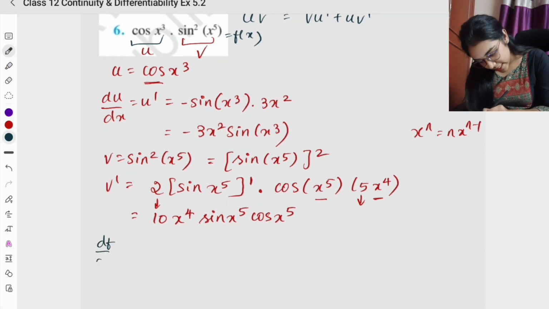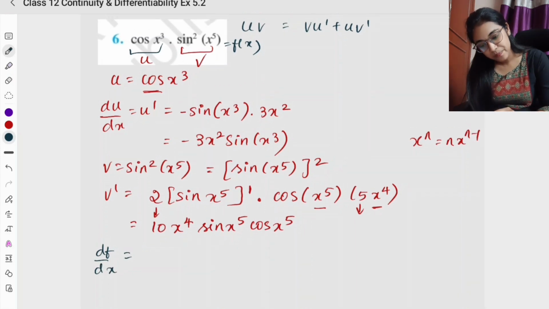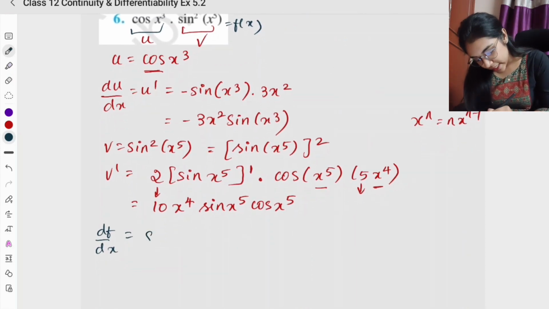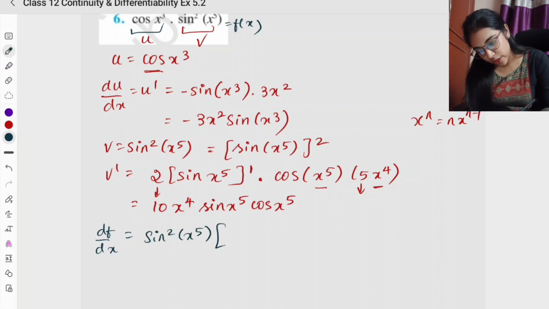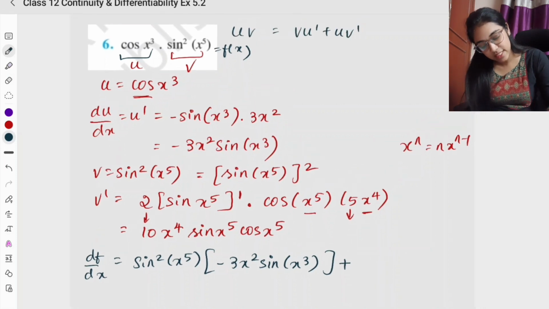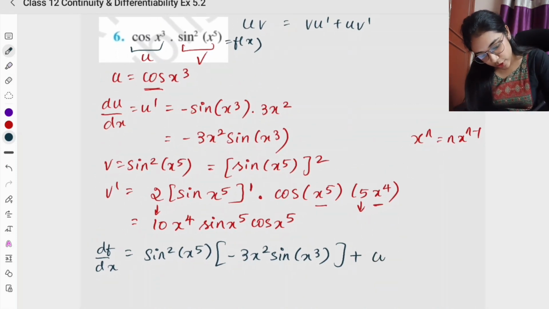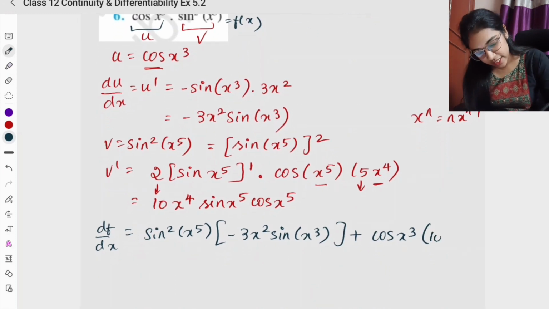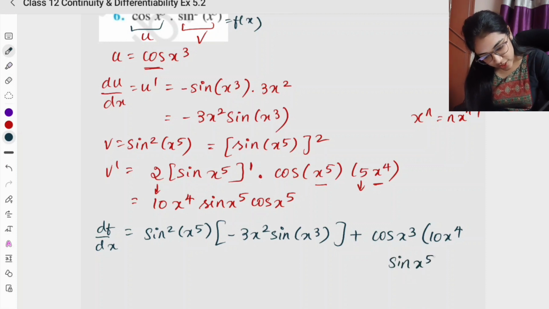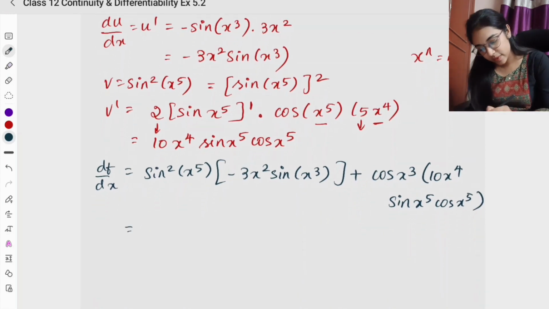So I have df divided by dx is going to be v u dash. V enna? It is sin square x to the power 5 times u dash. U dash enna? It is going to be minus 3x square sin of x cube plus u v dash. What is my u? It is going to be cos x cube times v dash. V dash enna? 10x to the 4. I'll write it in the next line. Sin x to the power 5 cos x to the power 5. Okay. So this, when I simplify, what will I get?